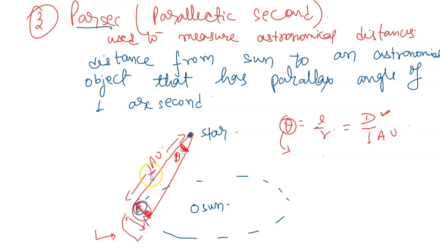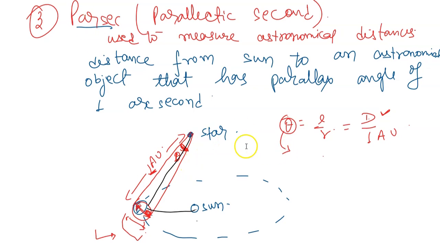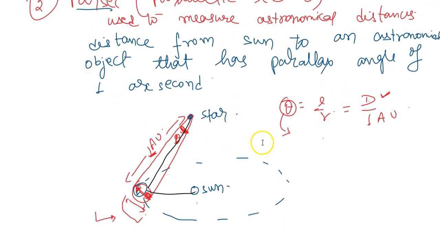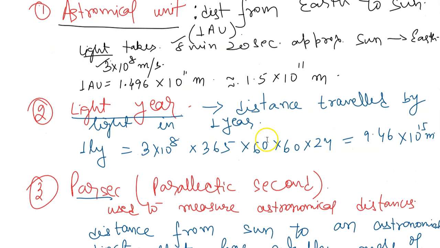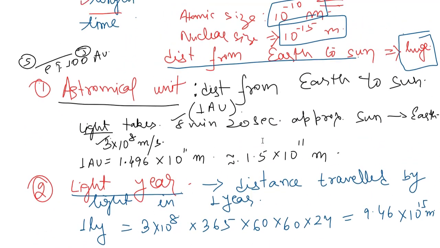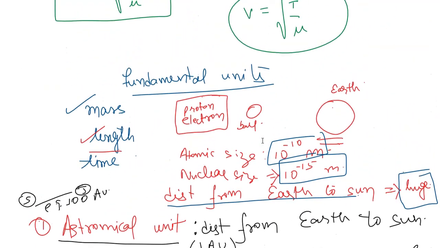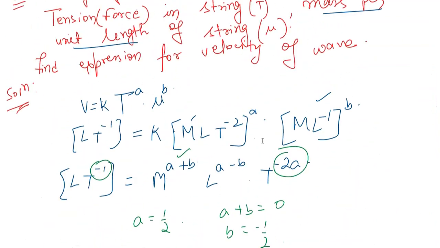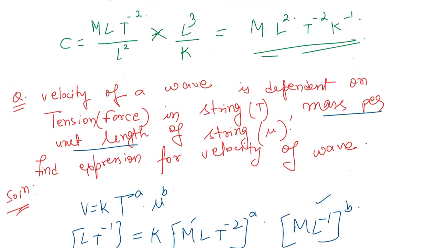So 1 astronomical unit, you can see I have taken, that means I am sure that this star is at the same distance as the Sun is from Earth, right? This distance is also 1 astronomical unit. So we have gone through the basics of units and measurement, what is required in order to complete the numericals. So you can practice the problems and we can meet in the next class.